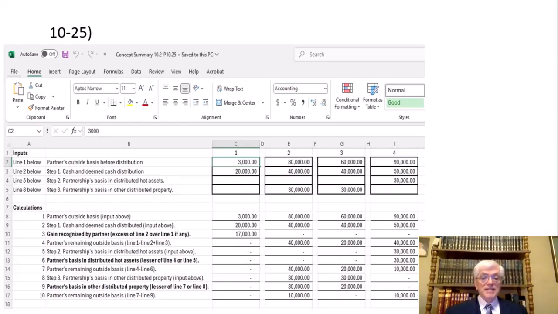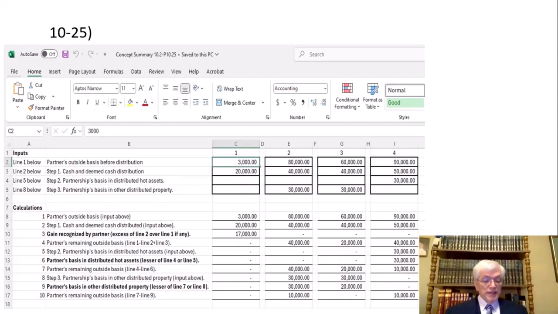So Courtney's outside basis starts at $80,000. Cash distributed is $40,000, so that drops her remaining basis to $40,000. No hot assets distributed, so she's still at $40,000 in line 7. Then we have the partnership's basis in the other distributed property, which is $30,000. So Courtney will take that at the $30,000 partnership basis, leaving her with $10,000 remaining basis in her partnership interest.